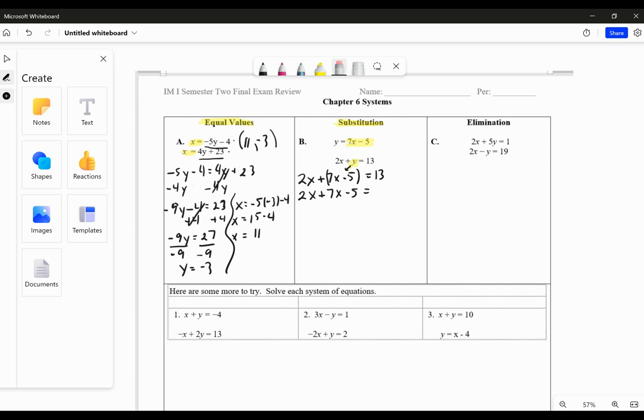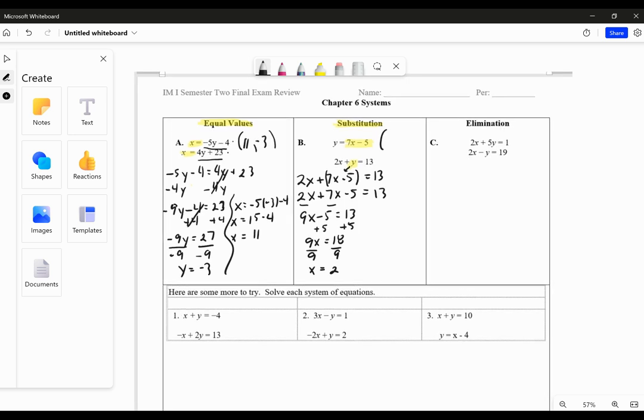Now, once I have this, I'm going to start combining like terms. And notice that my 2x and my 7x are like terms. I'm not going to subtract them from each other. I'm just going to add my like terms together. So I get 9x minus 5 is equal to 13. Now, because I have this equal sign and my like terms on either side of the equal sign, I'm going to add 5 to both sides. And I get 9x is equal to 18. And then lastly, divide both sides by 9. x is equal to 2.